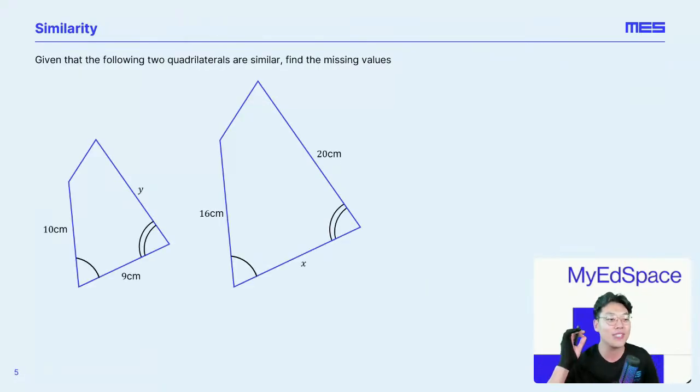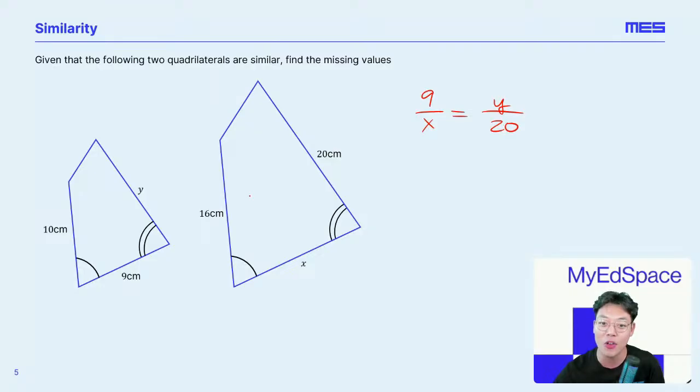All right, next, we have similarity. Given that the following two quadrilaterals are similar, find the missing values. Now, if we just dive straight in and create a proportion, we might get stuck. For example, all the sides are drawn, corresponding angles, great, congruent angles, awesome. These quadrilaterals are similar. We're given that information. However, if we were to set up an equation where 9 is proportional to x, so we can say 9 is to x as y is to 20.